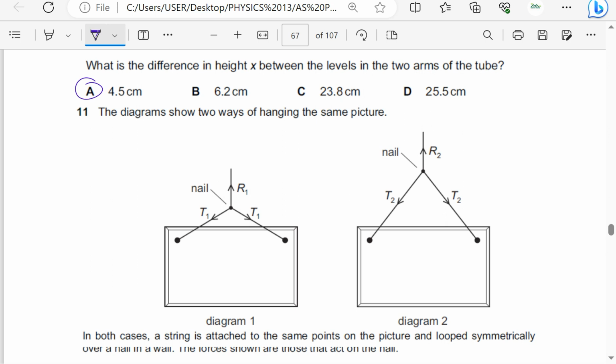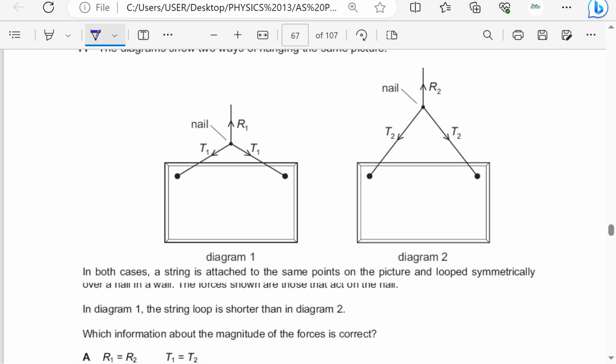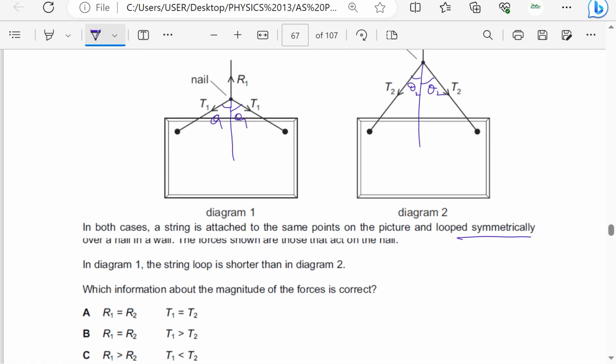The diagram shows two ways of hanging the same picture. In both cases, a string is attached to the same points on the picture and looped symmetrically. It is symmetrical, so the angles here are going to be the same. This is theta 1, this is also theta 1, they are equal. If this is theta 2, this is also theta 2. In diagram 1, the string loop is shorter than in diagram 2. Which information about the magnitude of the forces is correct?